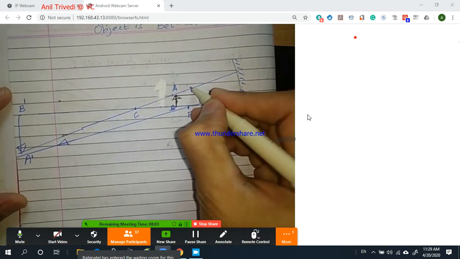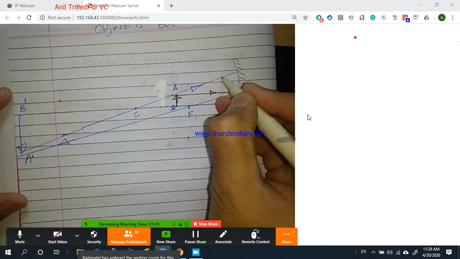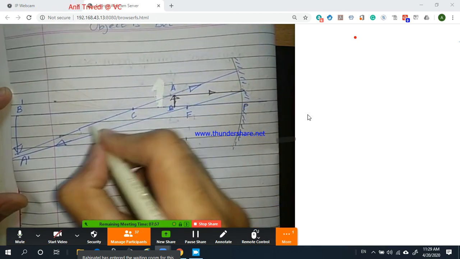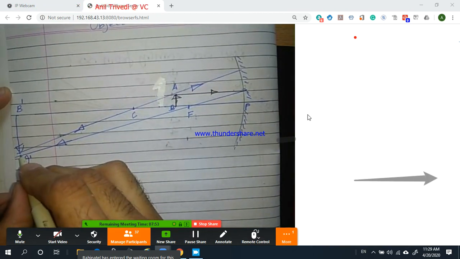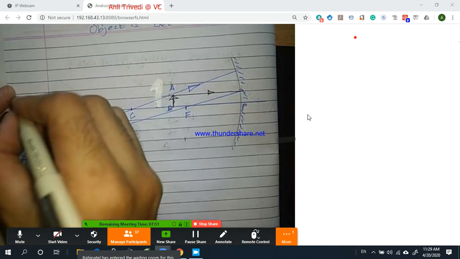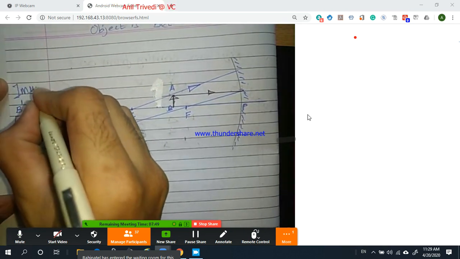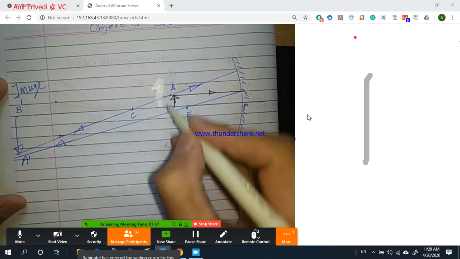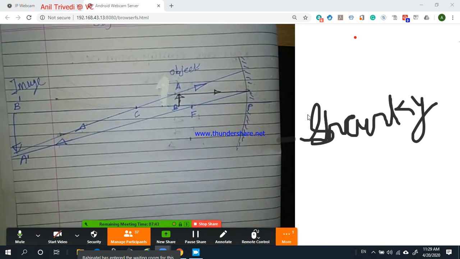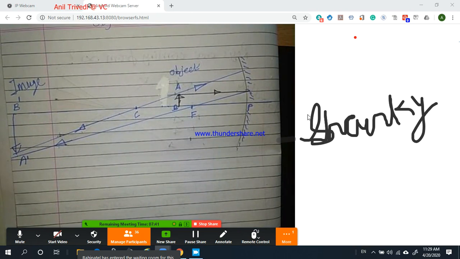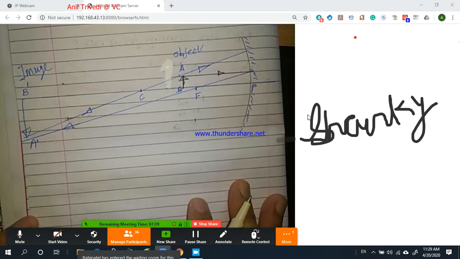This was the incident ray passing through C, the reflected ray. Both the reflected rays are meeting here. The image is found here. So this is the image and this is the object. Is it clear to you? Yes, sir.